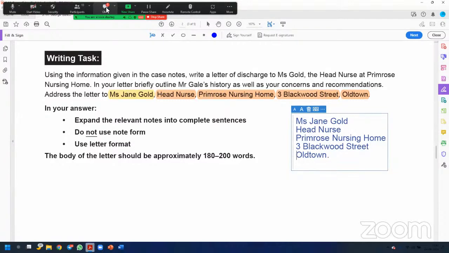Come on, fast. So this is how you are going to write the address. Right, come on, quick. All first words should be capital: M, J, G, H, N, P, N, H, B, S, O. All these should be capital letters. So by default, you'll start writing capital letters once you practice like this.